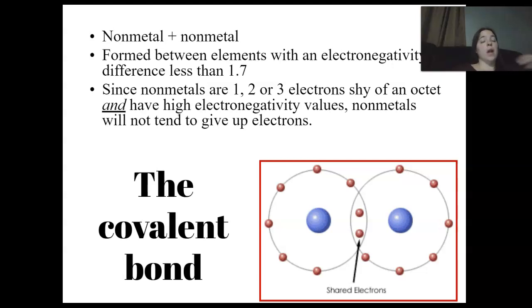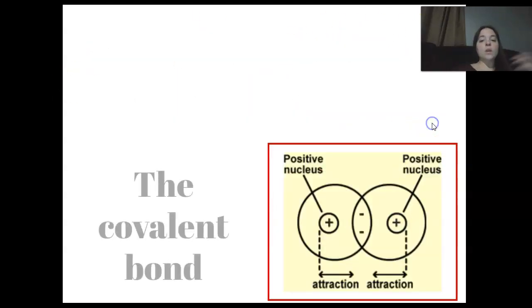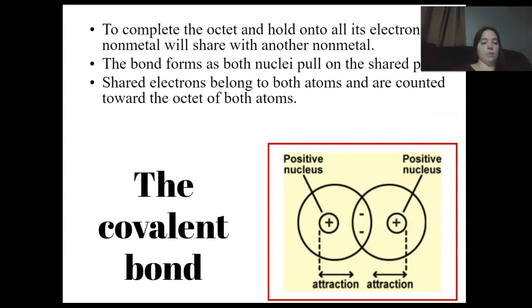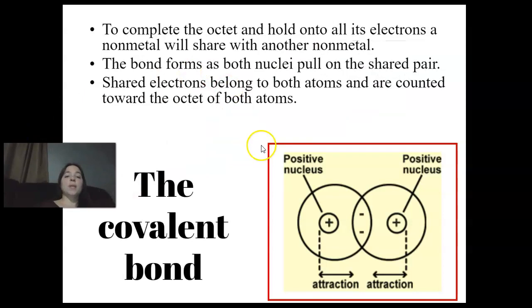Since nonmetals are 1, 2, 3 electrons shy of an octet and have high electronegativity values, nonmetals will not tend to give up their electrons. They don't want to, so they want to share. That's the only thing they have left is sharing. To complete the octet, that makes everybody happy, and hold on to all of its electrons that it already has, a nonmetal will share with another nonmetal.